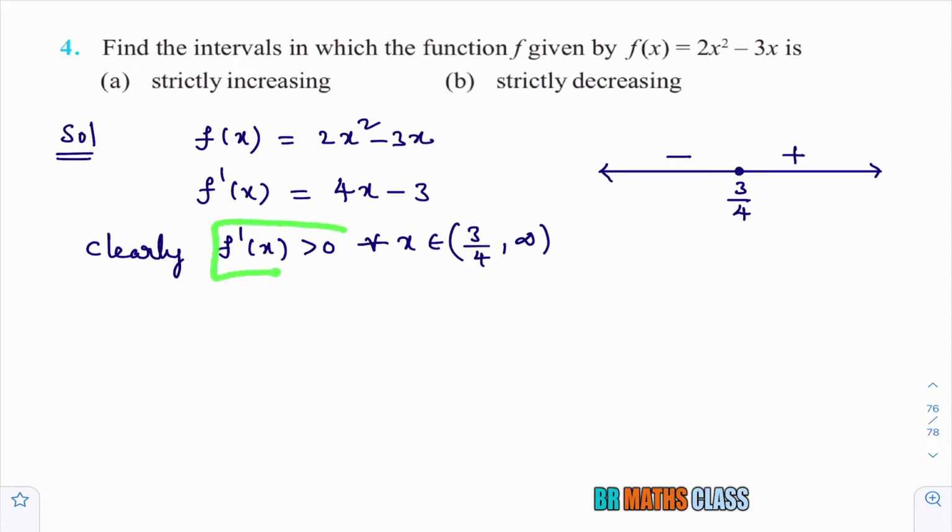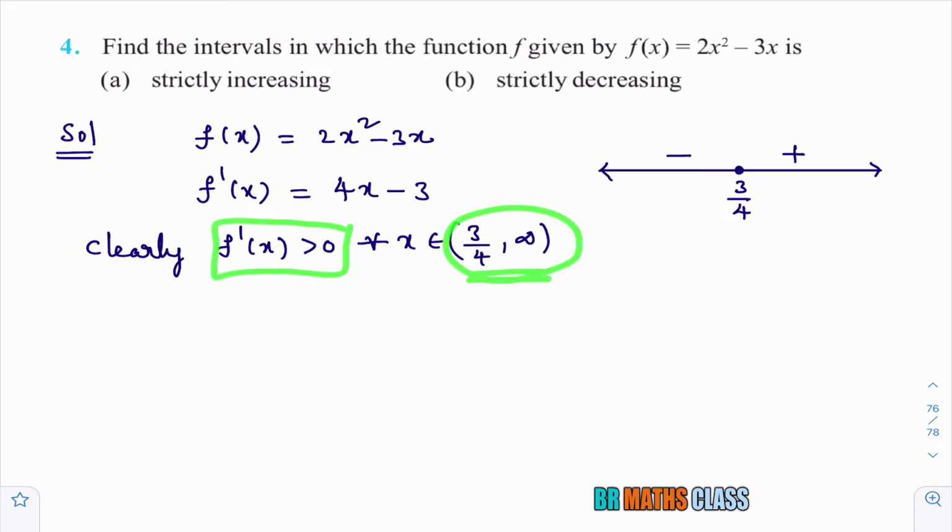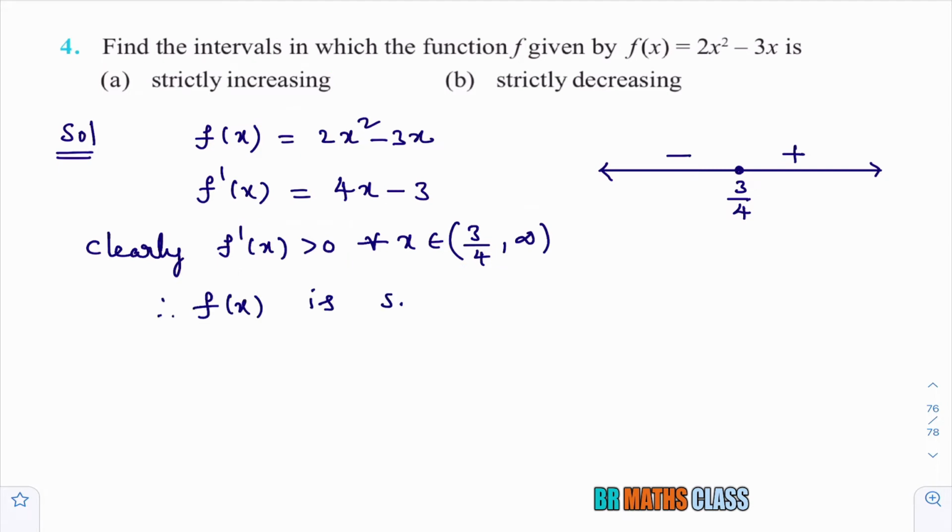As f dash of x is greater than 0 in this interval, so when x is in this interval, at that time the function f of x is strictly increasing. Therefore, f of x is strictly increasing on open interval 3 by 4 comma infinity. Here strictly SI means strictly increasing. You don't write like this in examination, you just write strictly increasing.